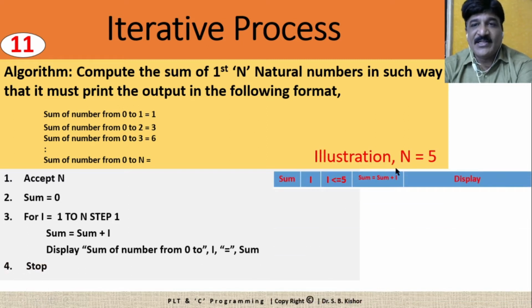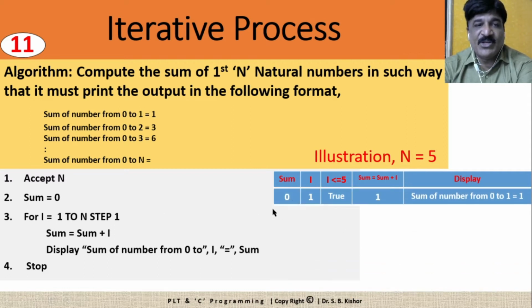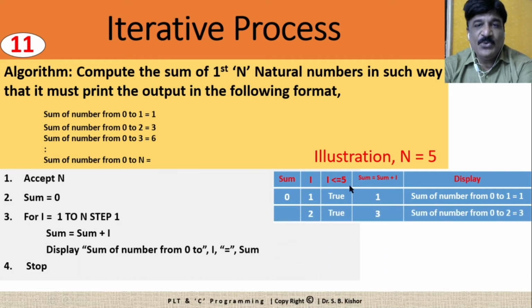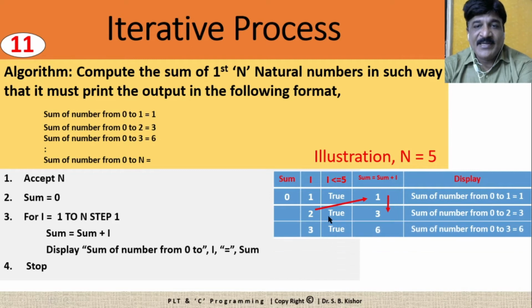Okay, now let's illustrate the example. Assume the value of n is 5. Initially the value of sum is 0. The value of I is also initially 1. So 1 is less than 5. Condition is true. So sum is equal to sum plus I. That is 0 plus 1 is equal to 1. And we are also declaring sum of numbers from 0 to 1 is 1. Now the value of I will become 2. 2 is less than 5. True. So what is the value of sum? Initially it's 1. 1 plus the value of I, that is 2. So 1 plus 2 is 3. So the result is: sum of numbers from 0 to 2 is 3.